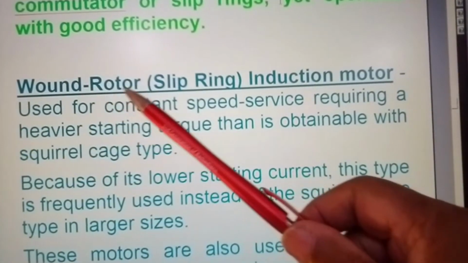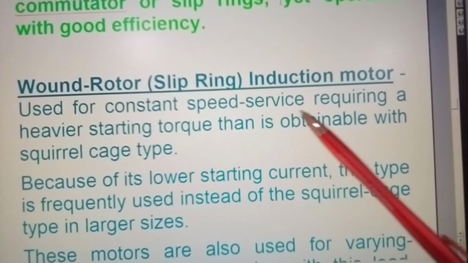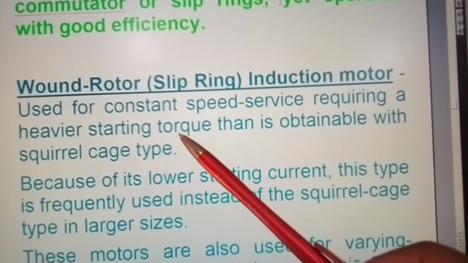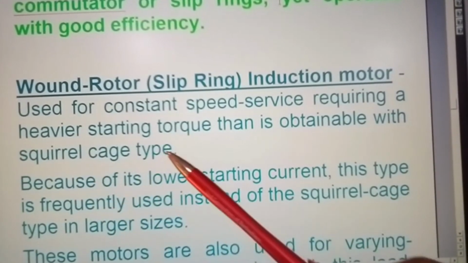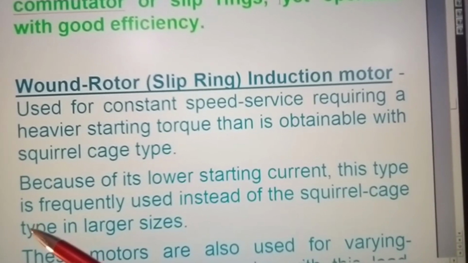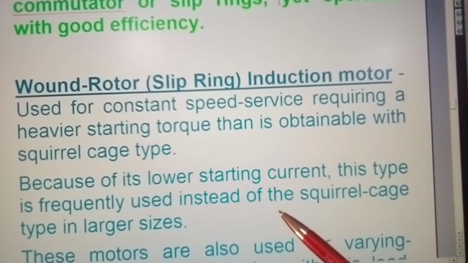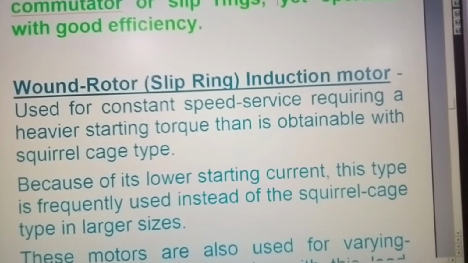Now, wound rotor slip ring induction motor, used for constant speed service requiring a heavier starting torque than is obtainable with the squirrel cage type. Because of its lower starting current, this type is frequently used instead of the squirrel cage type in larger sizes. Okay.